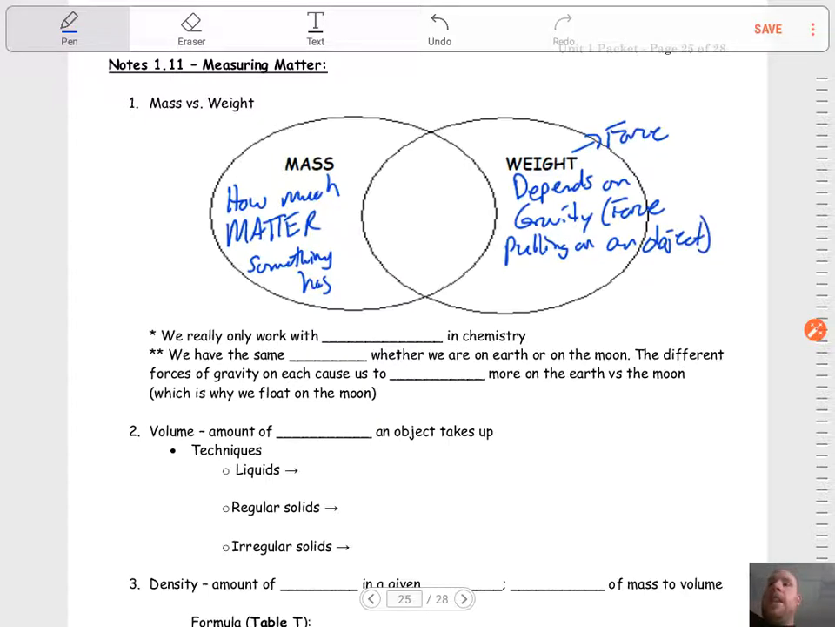toward Earth. So if you're on a different planet, or on the moon, your weight's going to be different, but your mass is going to be the same. These are directly proportional to each other. As mass increases, so does weight.